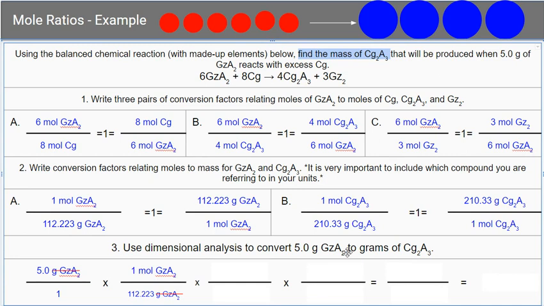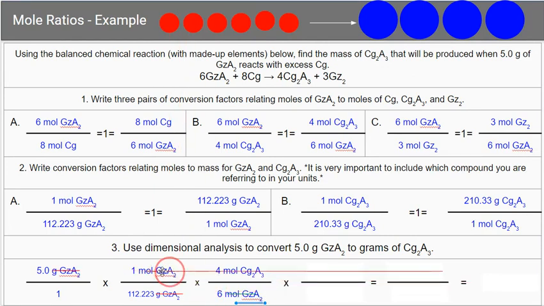So we had lots of choices. We had to find the right one. That's the one that we want. So let me now show that we're going to cancel out moles of GZA2. I'll just copy and paste it here. That's what we wanted. We wanted to cancel out moles of GZA2 and end up with something closer to our goal. And so now at the top here, we have moles of Cg2A3. That's good, but we're not done.